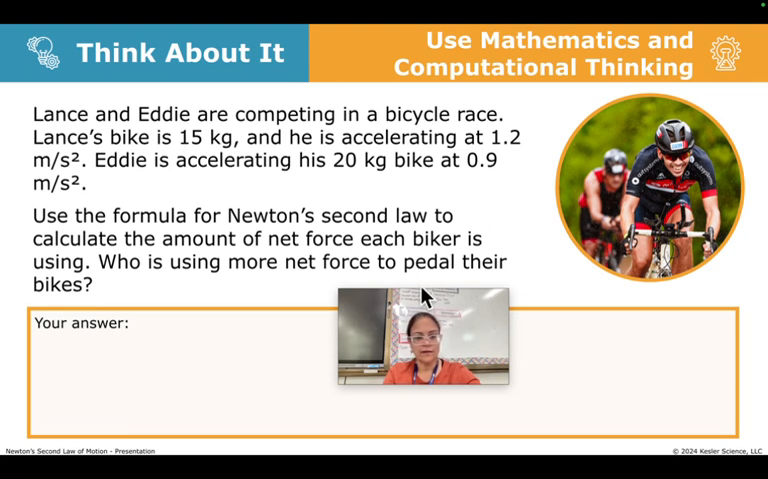And so who is going faster? Who is using more net force to pedal their bikes? Trick question. They are using the same amount of force. Even though Lance has a lighter bike, he's going faster. Eddie has a heavier bike, but he's going slower, but they have the same amount of force needed.